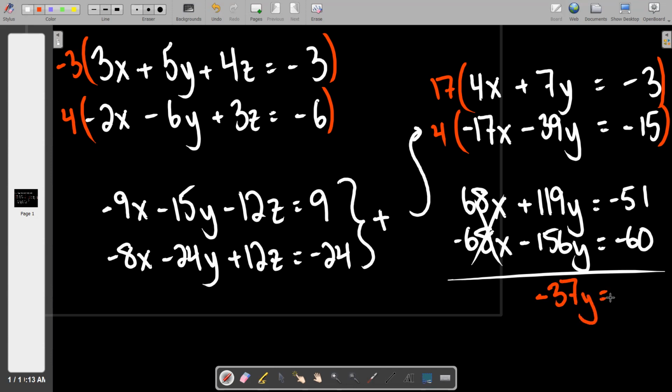And then what's negative 51 minus 60? Negative 111, negative 111. Divide both sides by negative 37. What's y? It's definitely a positive. 3.